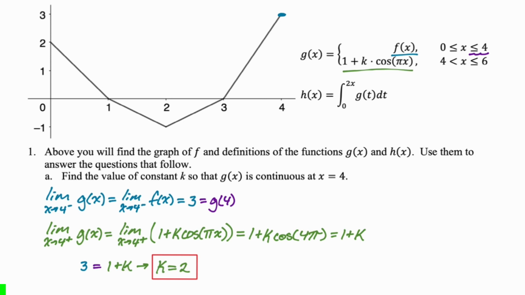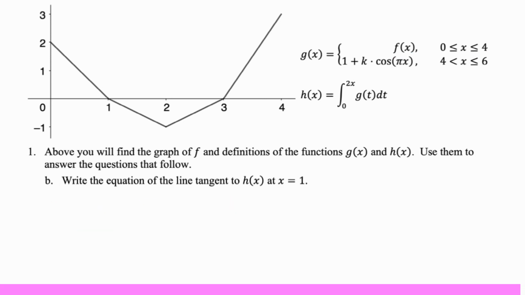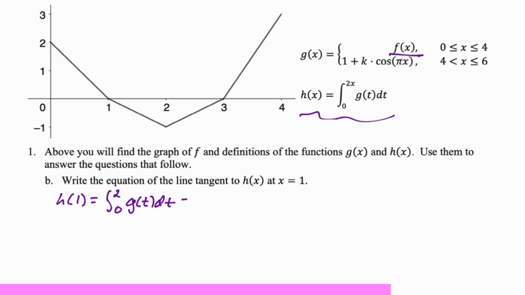All right. Next up, write the equation of the line tangent to h of x at x equals 1. So we know that h of x is the integral from 0 to 2x of g of t dt. So we're going to have to find h of 1 and h prime of 1. So h of 1 will be the integral from 0 to 2 of g of t dt. And then on 0 to 2, we are supposed to just use f again. So that's the integral from 0 to 2 of f. There's just a lot of that going on here.